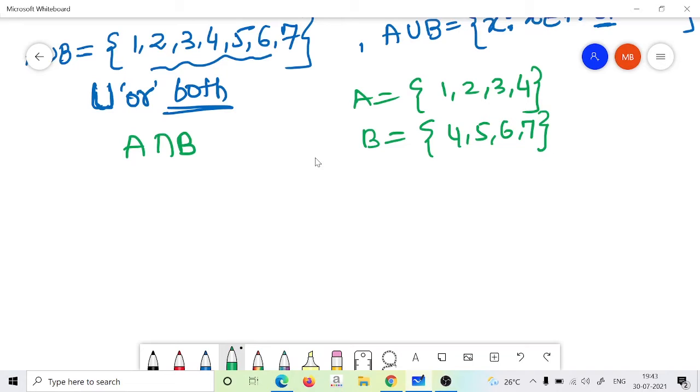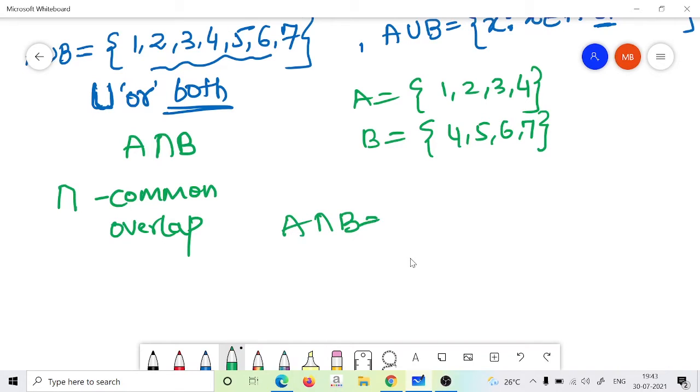A intersection B is the elements which are in common in both A and B, or the overlap. So what is common between A and B? We can clearly see that 4 is common in both the sets A and B. So A intersection B here will be only 4. 4 is the only element which is common in both A and B, or it overlaps in the sets A and B.